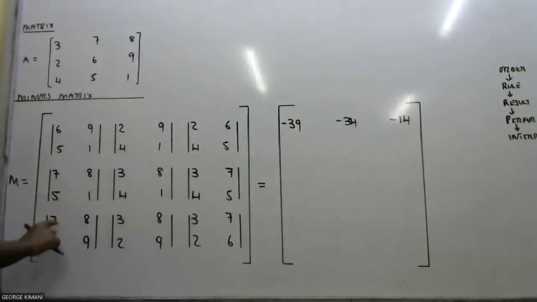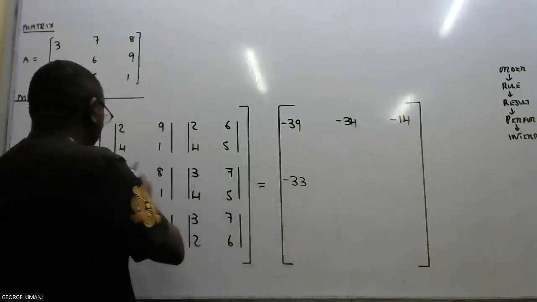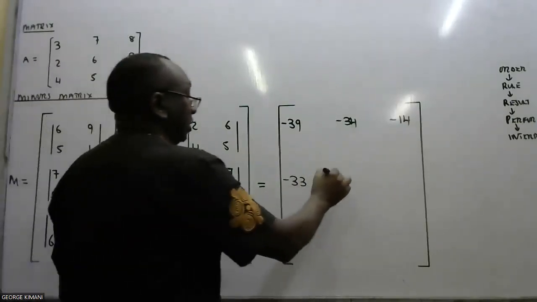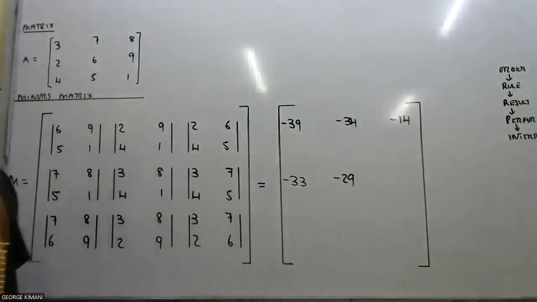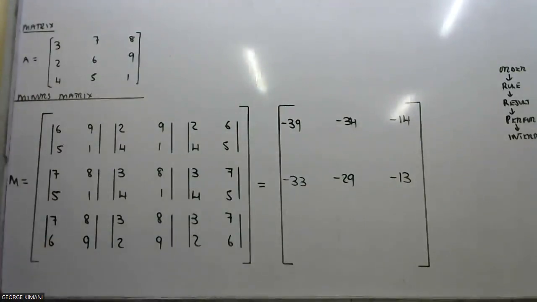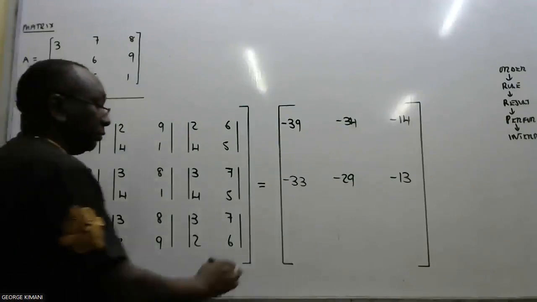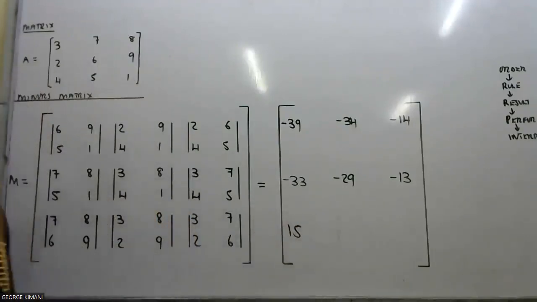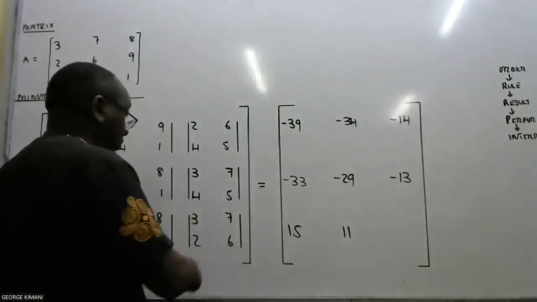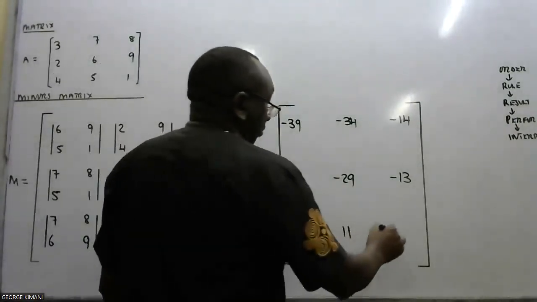Come here, 7 times 1 minus 5 times 8, that is minus 33. 3 times 1 minus 4 times 8, minus 29. 3 times 5 minus 4 times 7, minus 13. 7 times 9 minus 6 times 8, 15. 3 times 9 minus 2 times 8, 11. 3 times 6 minus 2 times 7, 4.